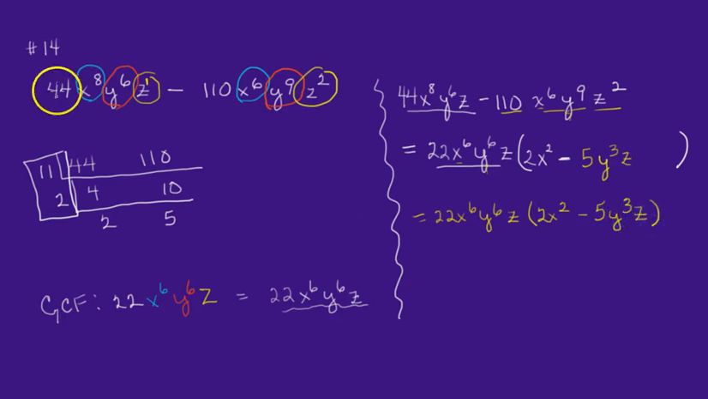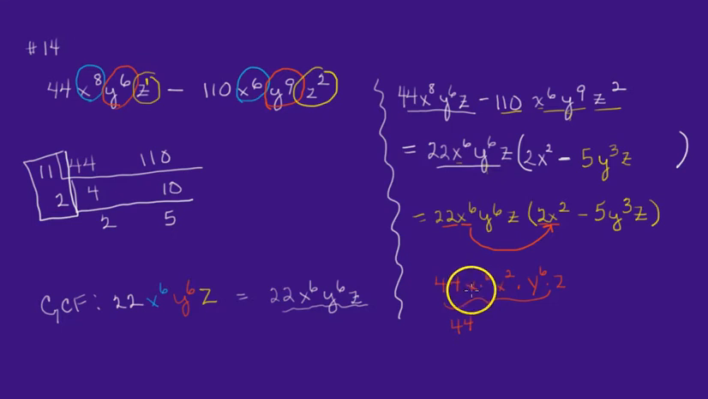And if we were to go ahead and use the distributive property to check this, which we should do, you should always check your work. If I did 22x to the 6th, y to the 6th, z times 2x squared, 22 times 2, that's going to give me 44. x to the 6th times x squared, and then we've got y to the 6th and z. Well, that's just going to give me 44.